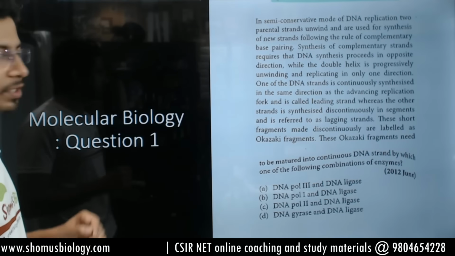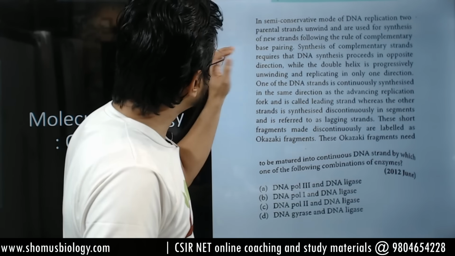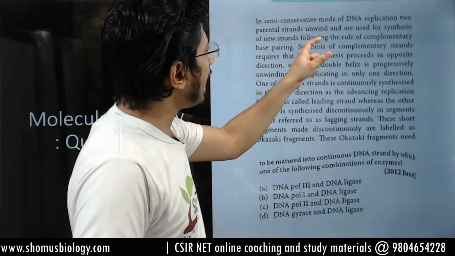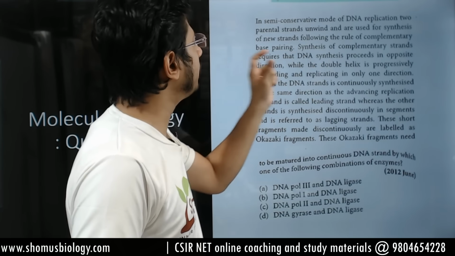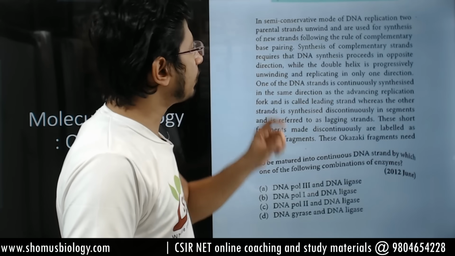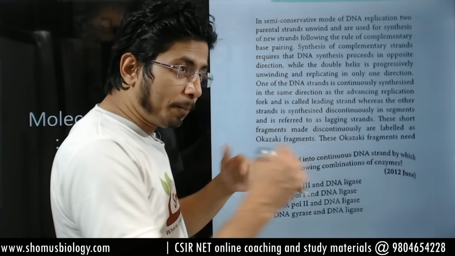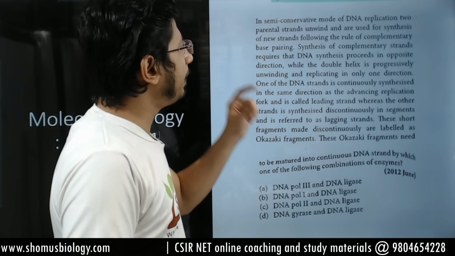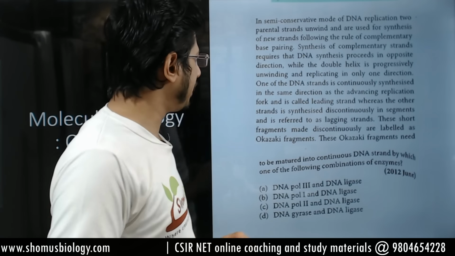This is the first question from molecular biology. In the semi-conservative model of DNA replication, two parental strands unwind and are used for synthesis of a new strand following the rule of complementary base pairing. Synthesis of complementary strands requires that DNA synthesis proceeds in opposite directions, while the double helix is progressively unwinding and replicating in only one direction.